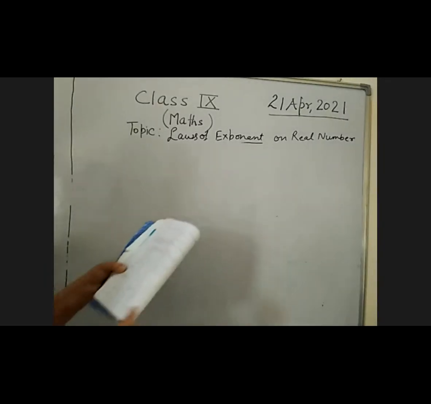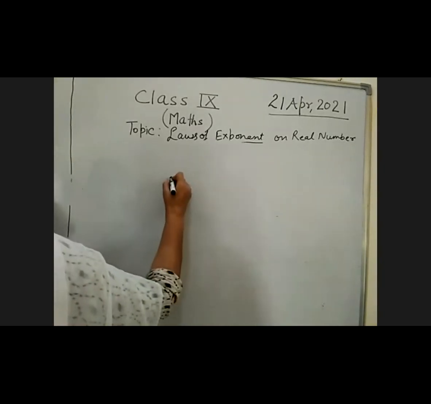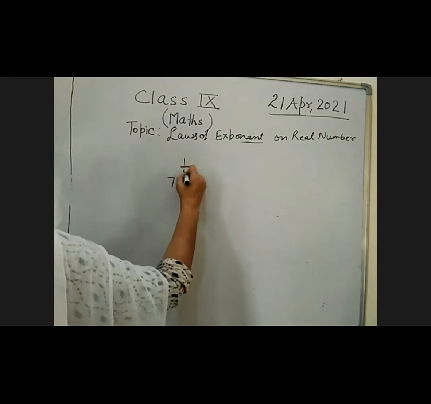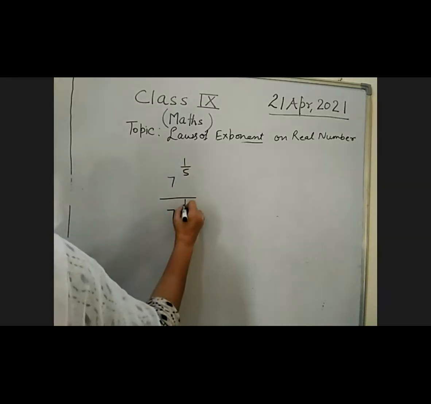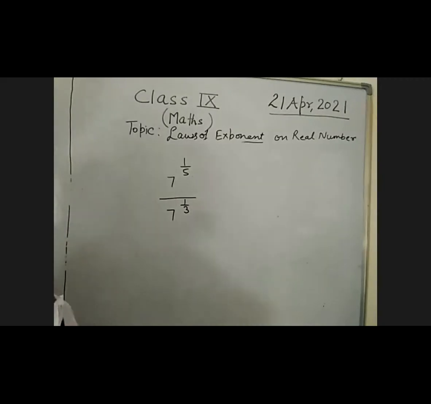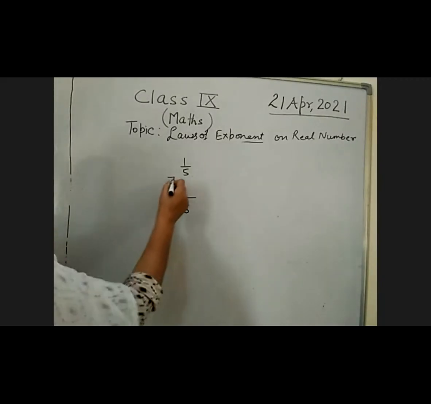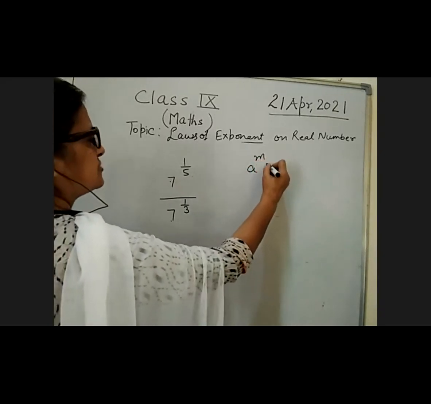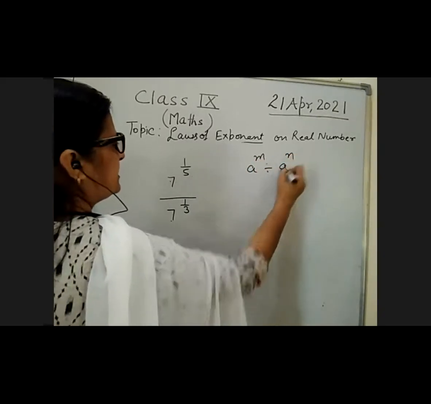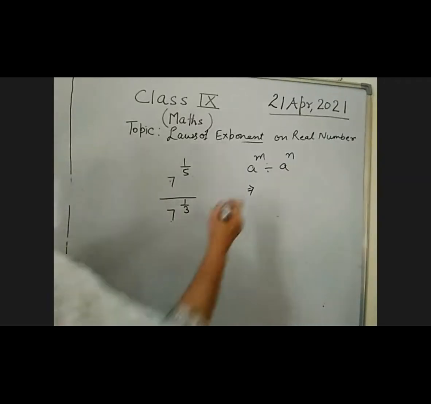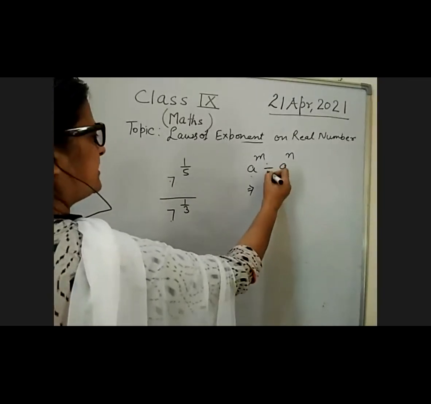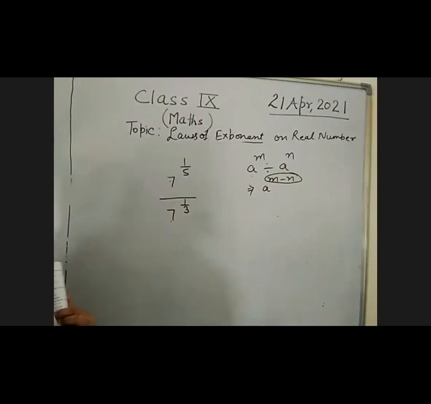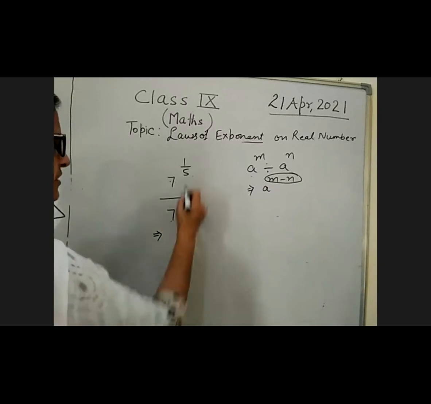Now, when the question is given in this form, 7 raised to the power 1 upon 5, and in the denominator 7 raised to the power 1 upon 3 is given. This is also the base are equal. And the question is like this: a raised to the power m divided by a raised to the power n. When your base are equal and divide sign is given, then you will subtract the powers. So how you will solve this question?